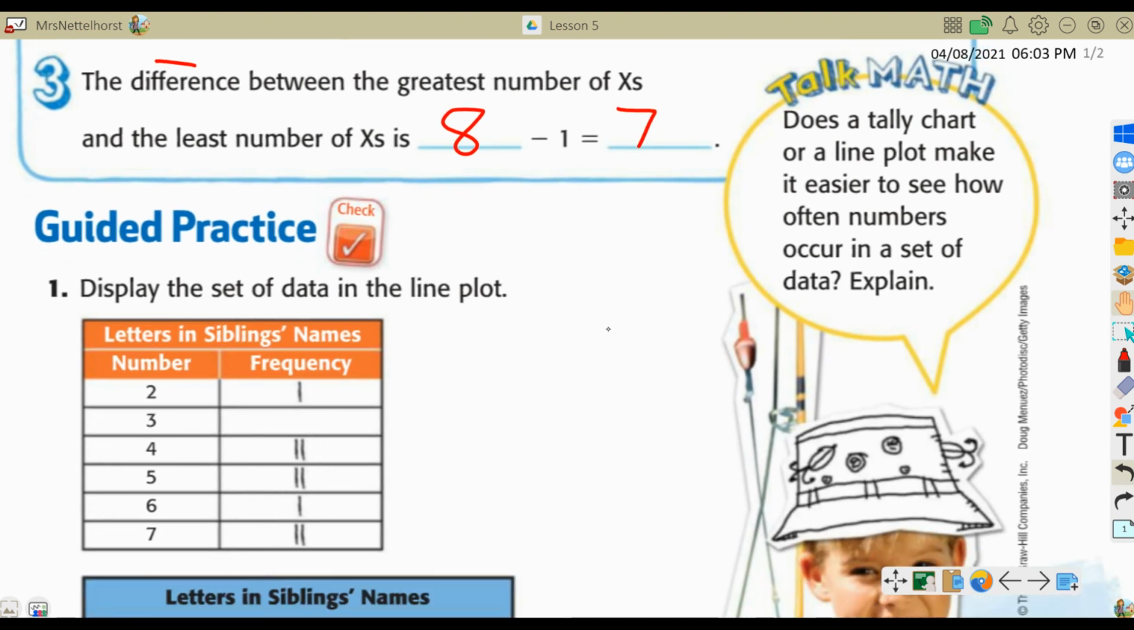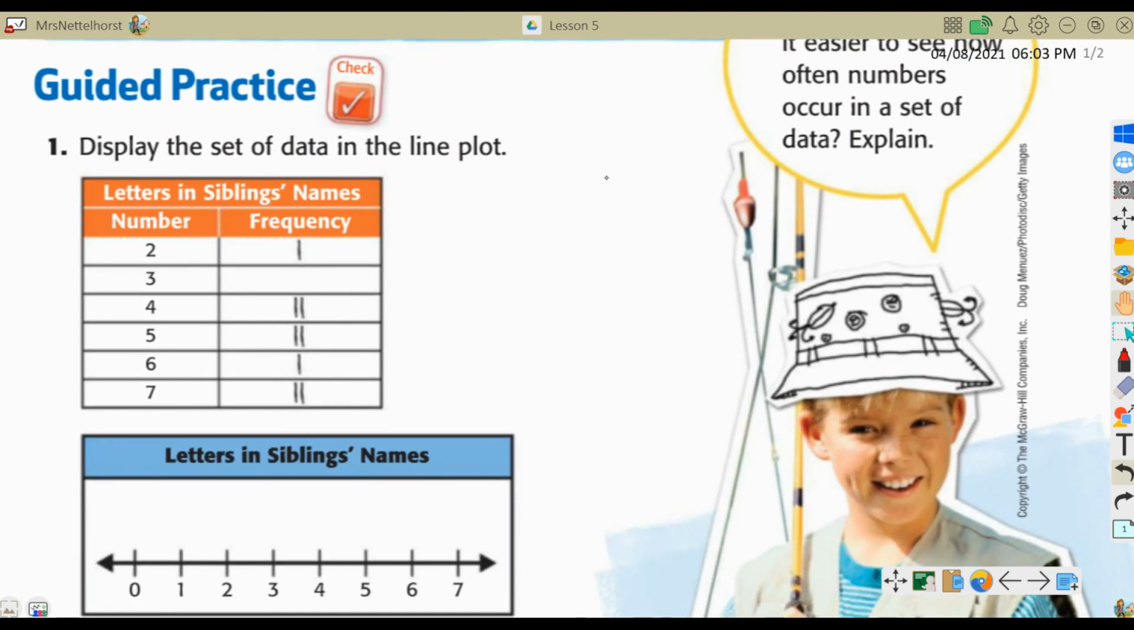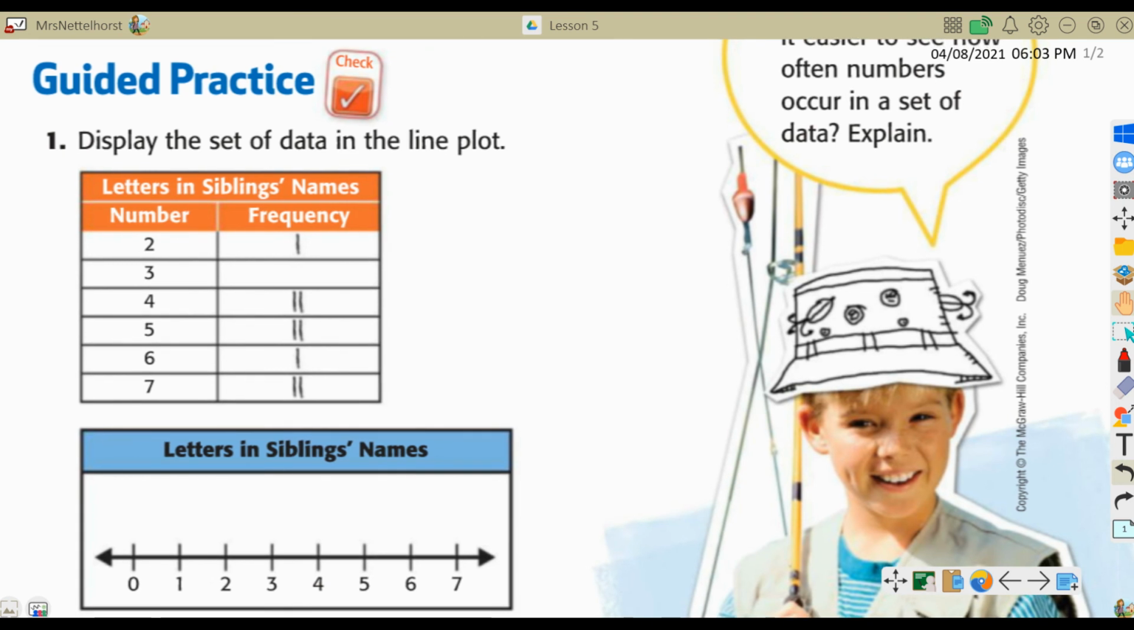Okay, let's do the guided practice. This is the part where you will pause the video and then come back and find out what the answer is to see if you understand what you're doing. Okay, it says display the set of data in the line plot. So you've got the data here. You've got numbers 2, 3, 4, 5, 6, 7. These are the number of letters in siblings' names.